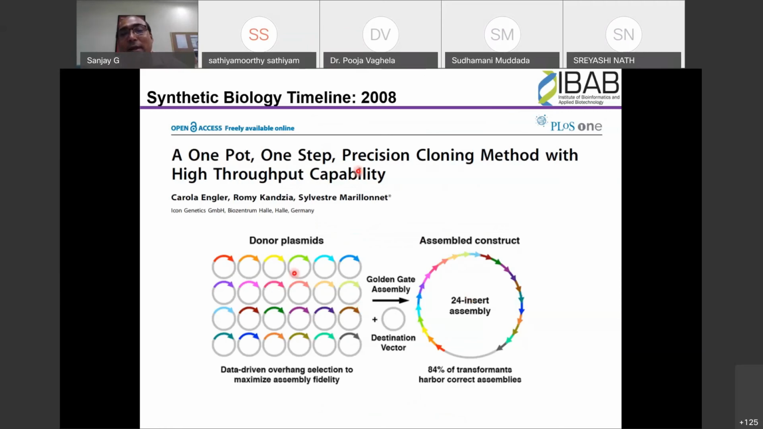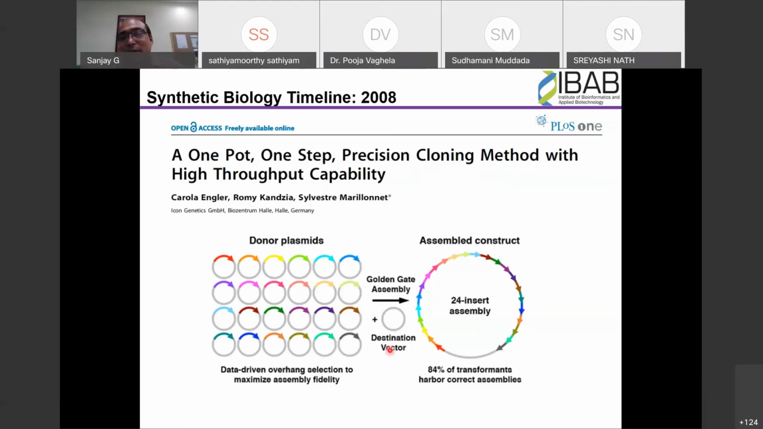One of the technologies that came is called Golden Gate assembly. We can take multiple, almost 24 to 30 DNA inserts, mix them in one tube, and you get this fantastic recombinant plasmid assembled without a problem. And this technology is now widely available. So you can now not only clone 1 or 2 genes, you can do a multi-part gene assembly without worrying about restriction sites and ligase, etc.